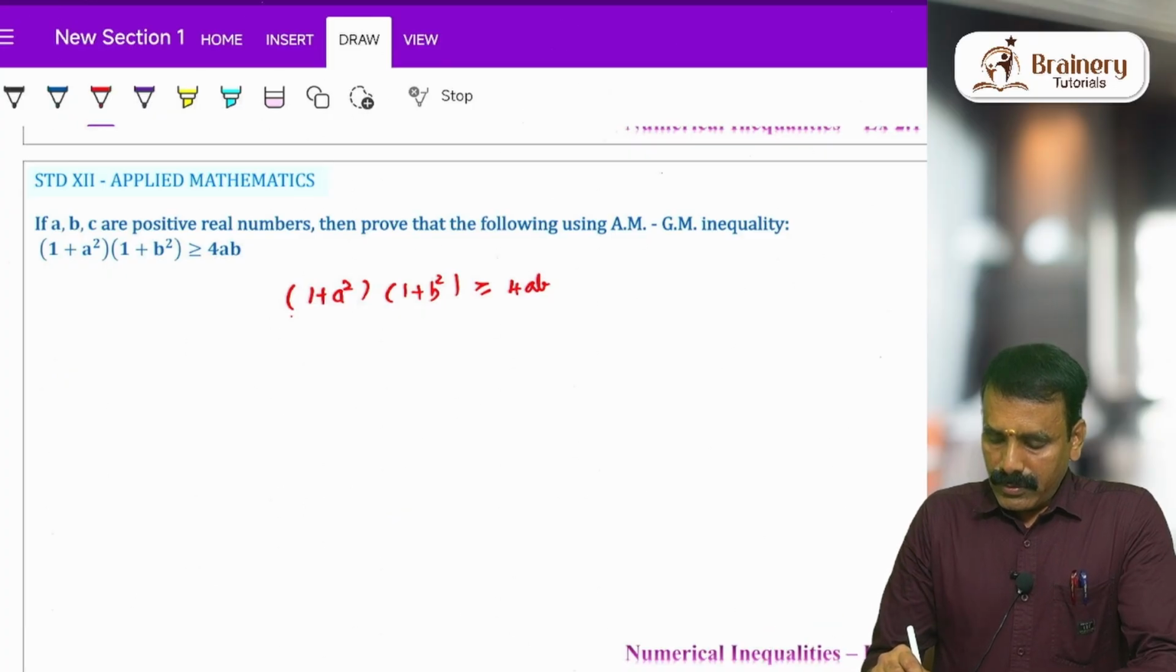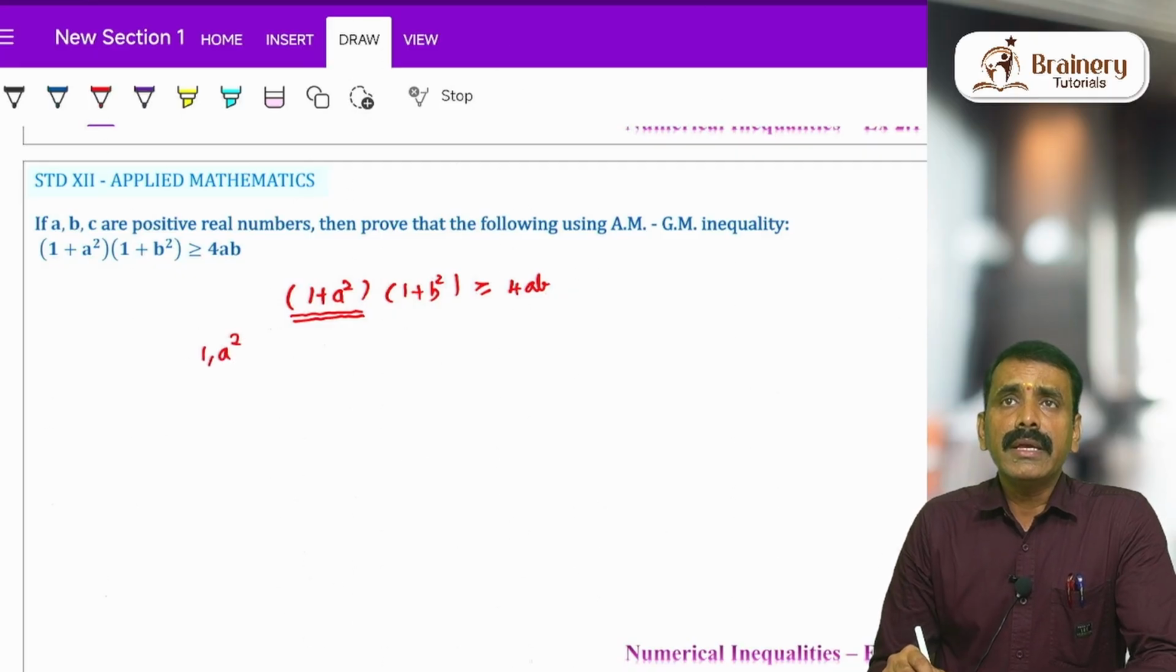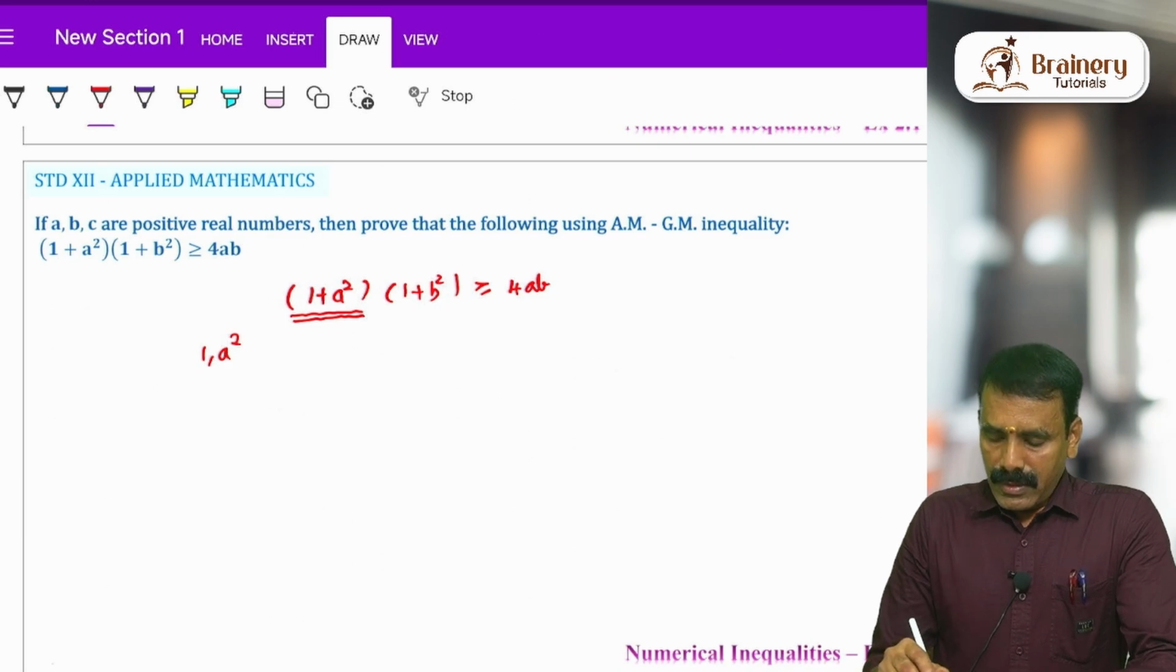Now we are going to apply arithmetic mean for 1 and A square. Consider two numbers 1 and A square. I am going to find the arithmetic mean, I am going to find the geometrical mean, and I am going to relate them using the arithmetic mean, geometrical mean inequality. So what happens for this 1 and A square when I apply arithmetic mean? Arithmetic mean will be 1 plus A square.